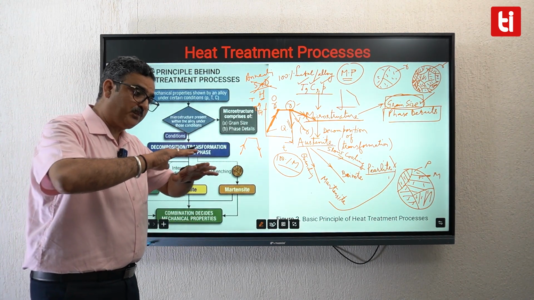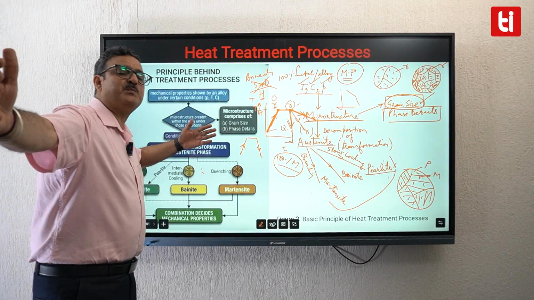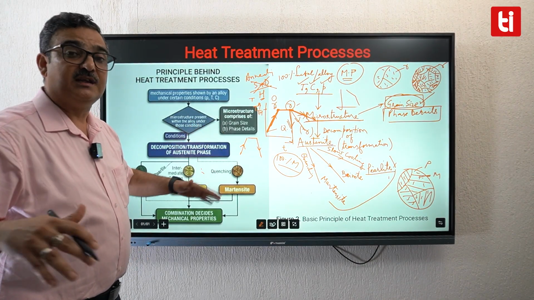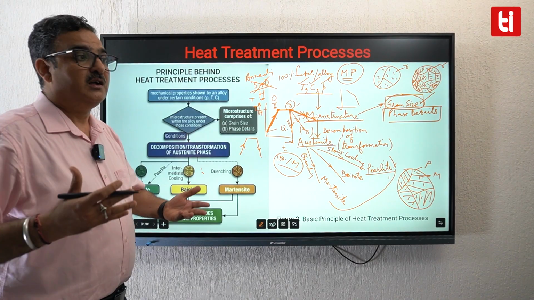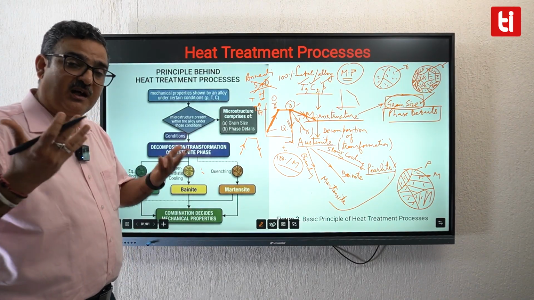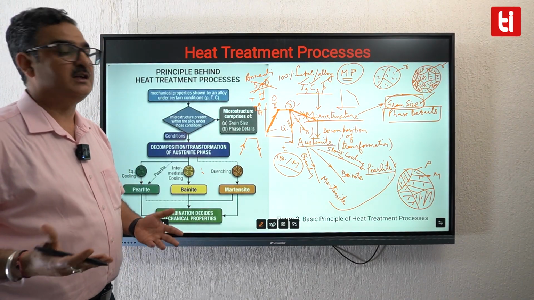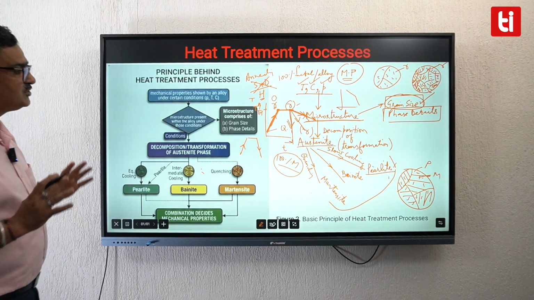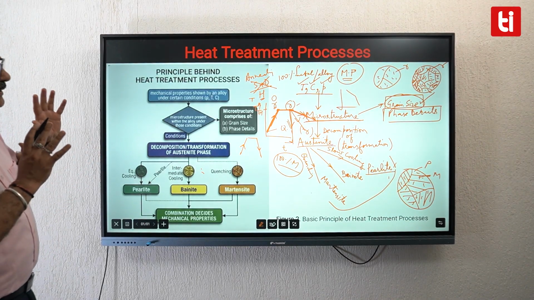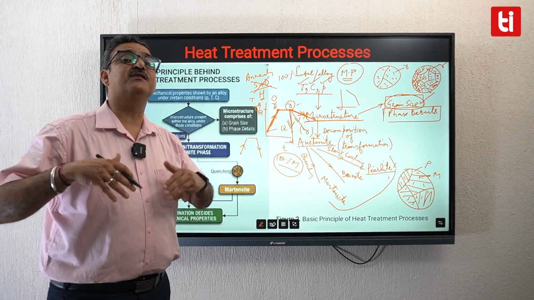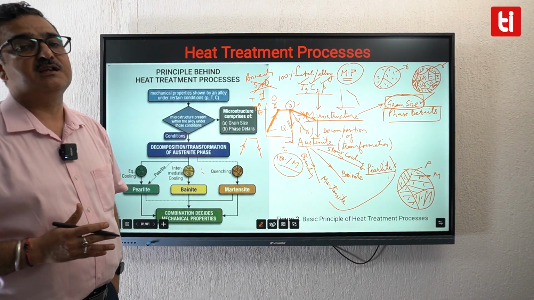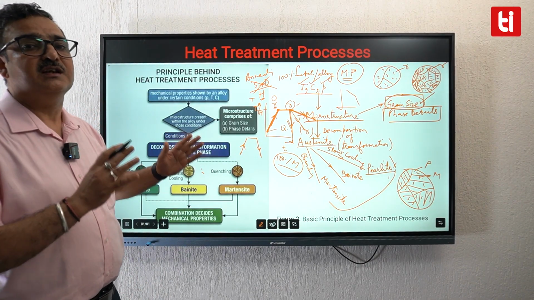That is why you can change the properties of steels over a very wide spectrum. That is why they are commercially the most commonly used, most largely used steels in the industry. I hope I have introduced you to the basics of heat treatment, what heat treatment processes are and how they really work to bring about the changes in the microstructure of a given steel specimen.